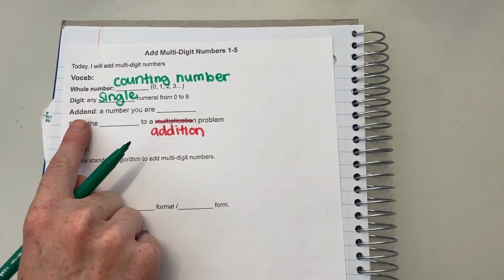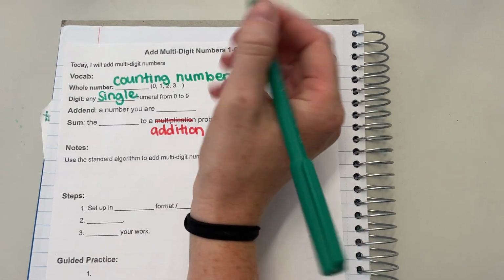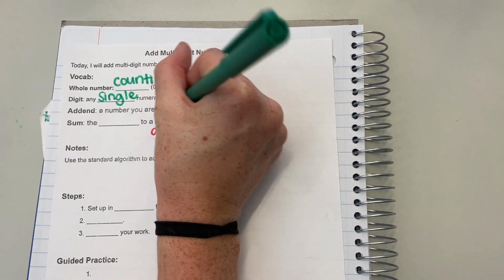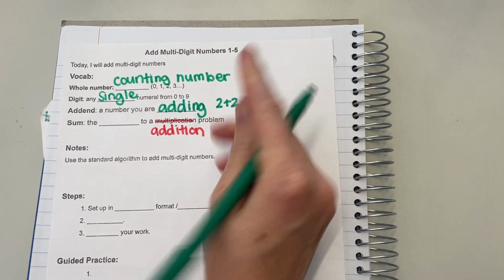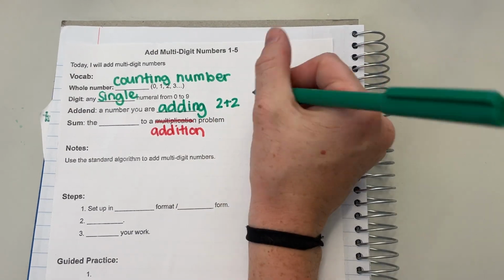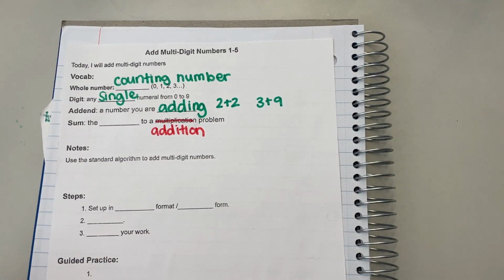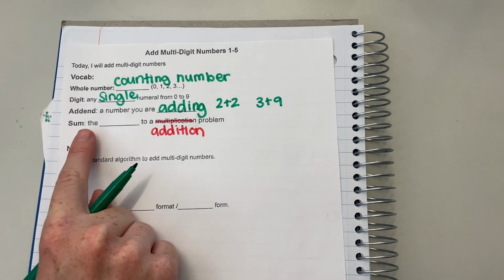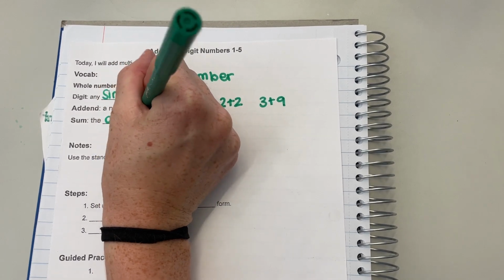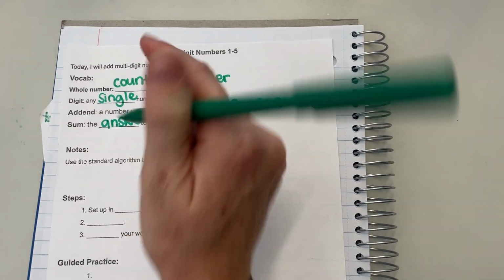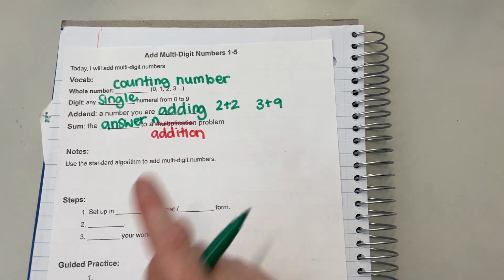And then an addend, this is a new vocabulary word. This is a number you are adding. So for example, if I have 2 plus 2, these 2's are addends. If I have 3 plus 9, the 3 and 9 are addends. Okay, and then sum. Sum is the answer to an addition problem. So let's change that multiplication to an addition problem.